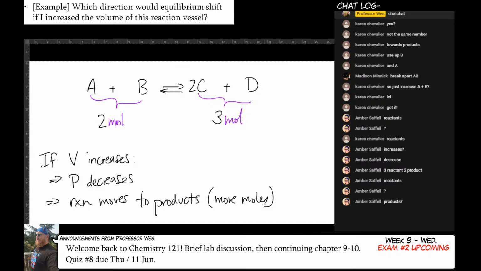So, even though I did the same action, in this case I made more products, because expanding the container reduced the pressure. I have to fill in that pressure. I have to move towards the side that has more moles to fill in that pressure. All right. That's the effect of pressure.